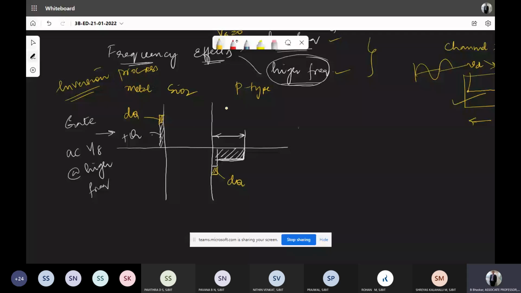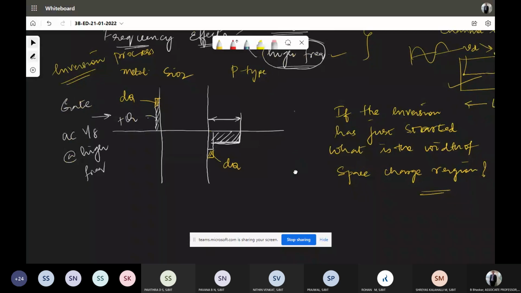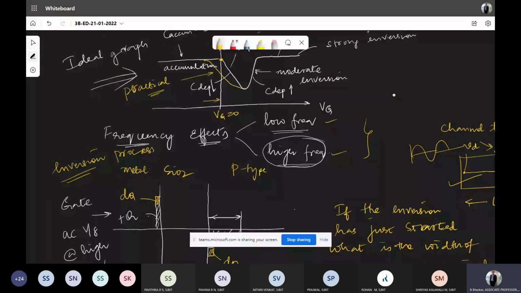If the inversion process has just started, what is the width of the space charge region? If the inversion process has just begun, at which point are we here in this graph? Can somebody tell me where are we if the inversion process has just begun? We are at this point. This is the beginning of the inversion process.